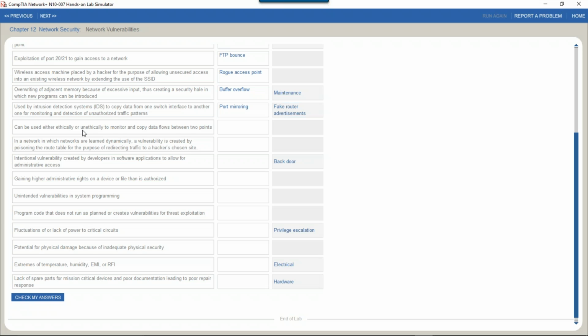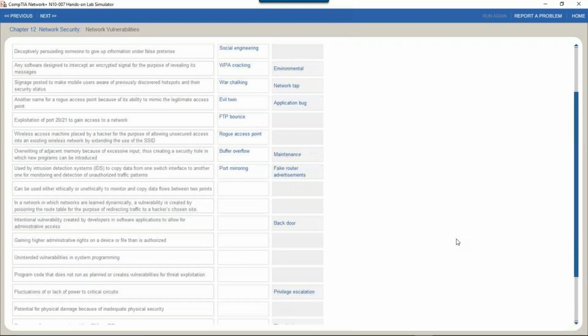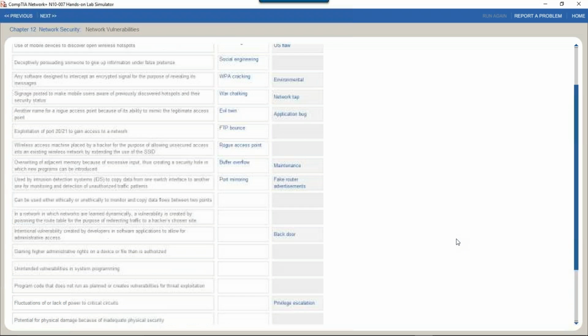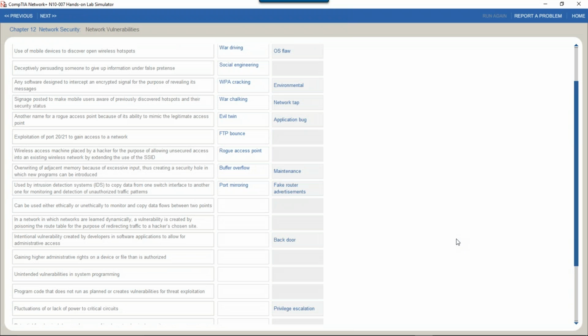What do you guys think on this one? Let me make sure I come back up so everything is in view. We've got electrical and hardware down below. Let's see. Zach has an idea. Anyone else? Okay. Looks like just about everyone's in agreement here. Everyone's looking at network tap.